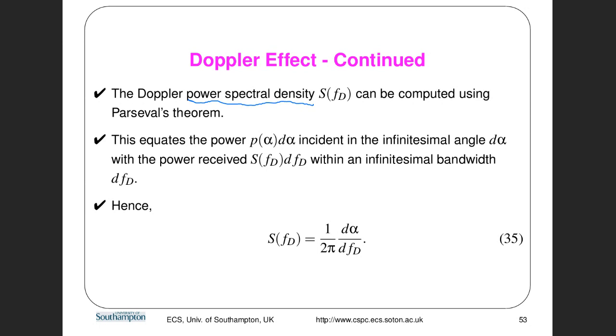So how do we calculate that? We need to use Parseval's theorem. Parseval's theorem tells us that the power in the angular domain over an infinitesimal angle equals the power in the frequency domain over an infinitesimal bandwidth. So these two are equal, and we have already established that the angular power spectrum is 1/2 pi. Then we get the power spectral density equals equation 35.